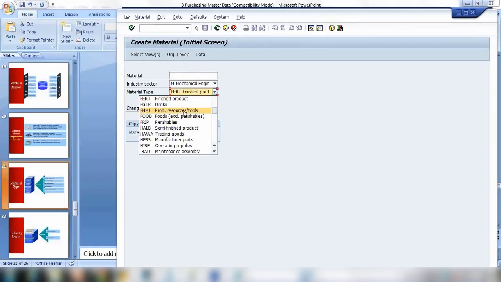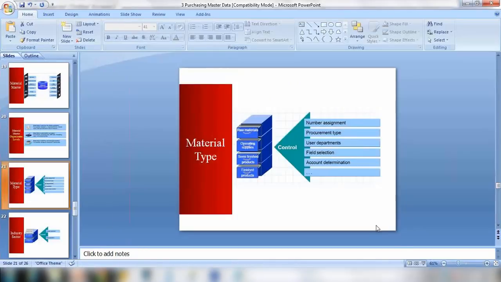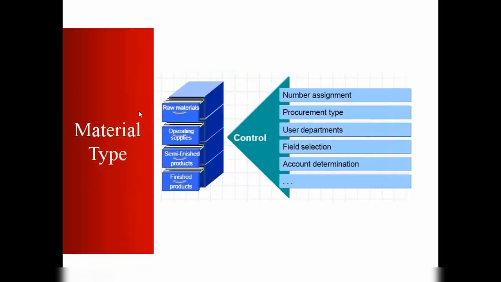What is material type? Material type can be your raw material, semi-finished good, trading good, or finished good. It can be non-stock material, can be anything. So we have different types of raw material here. Selecting the material type will also control your number assignment and the field selection, stuff like that.